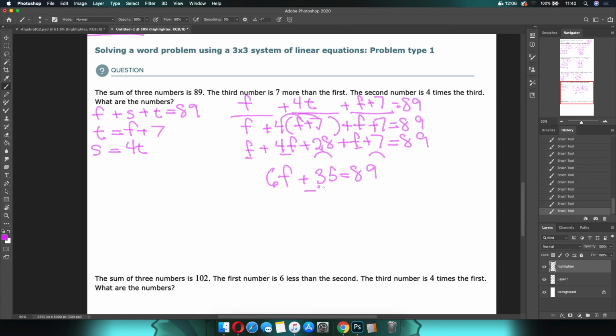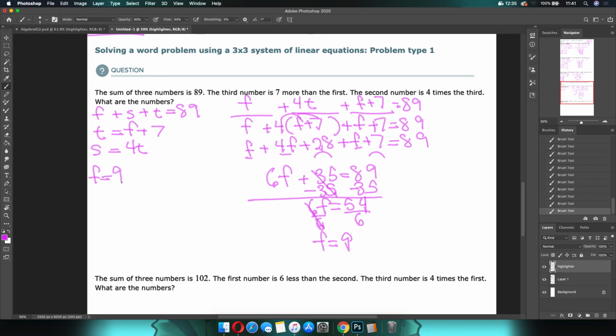We're going to minus 35, minus 35. 6f equals 54. From there, we're going to divide by 6. Divide by 6. f equals 9. All right, so now we know f equals 9.